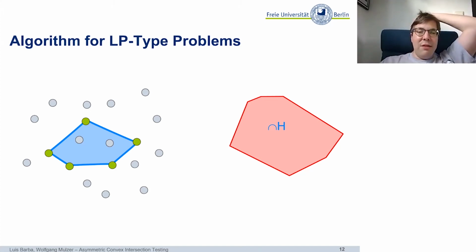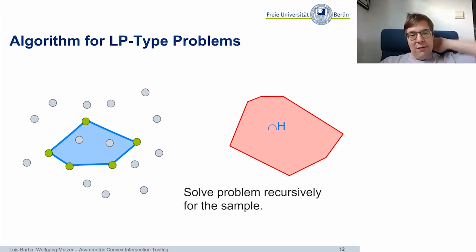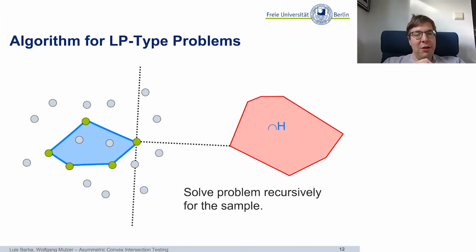And I recursively compute a basis for this random sample, right? So I recursively look at the convex hull of the green points, and I find the facet of this convex hull that defines the distance to the intersection of the hyperplanes, like this. Okay, and then I have this segment that defines the shortest distance, and I take a perpendicular hyperplane to the segment. And then I see all the points, and now two things can happen.